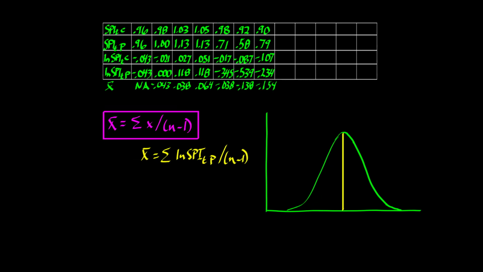Calculate the mean. Sum the log of the periodic SPIT, that's x, and divide by the number of measurements. Because it's a sample, it's n minus 1.